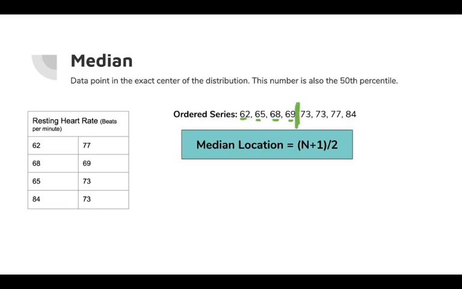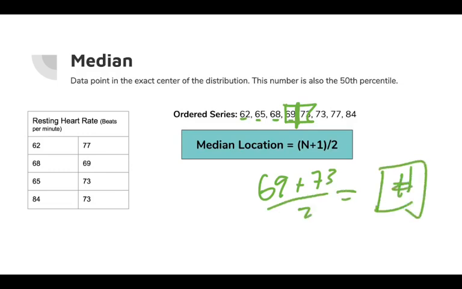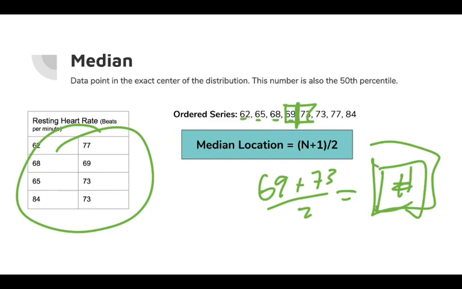And there's not a value there, right? It's the number in between 69 and 73. So what you have to do is take those two numbers, 69 plus 73, and then divide them by 2, right? Get the average. And whatever that number is, that's going to be the median of your data set. And so the crazy thing about the median is that you won't find that number in our sample anywhere, but it's still the median.